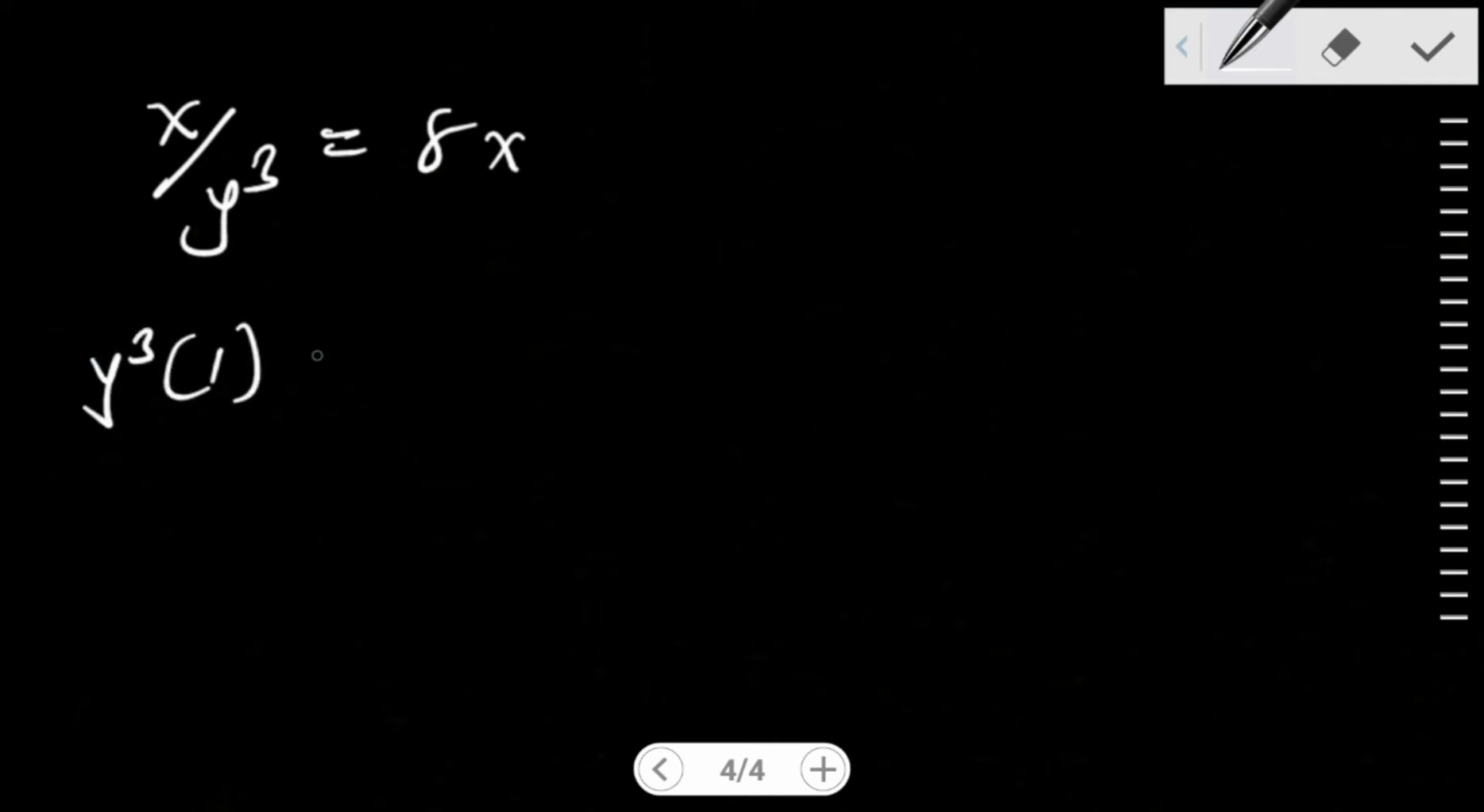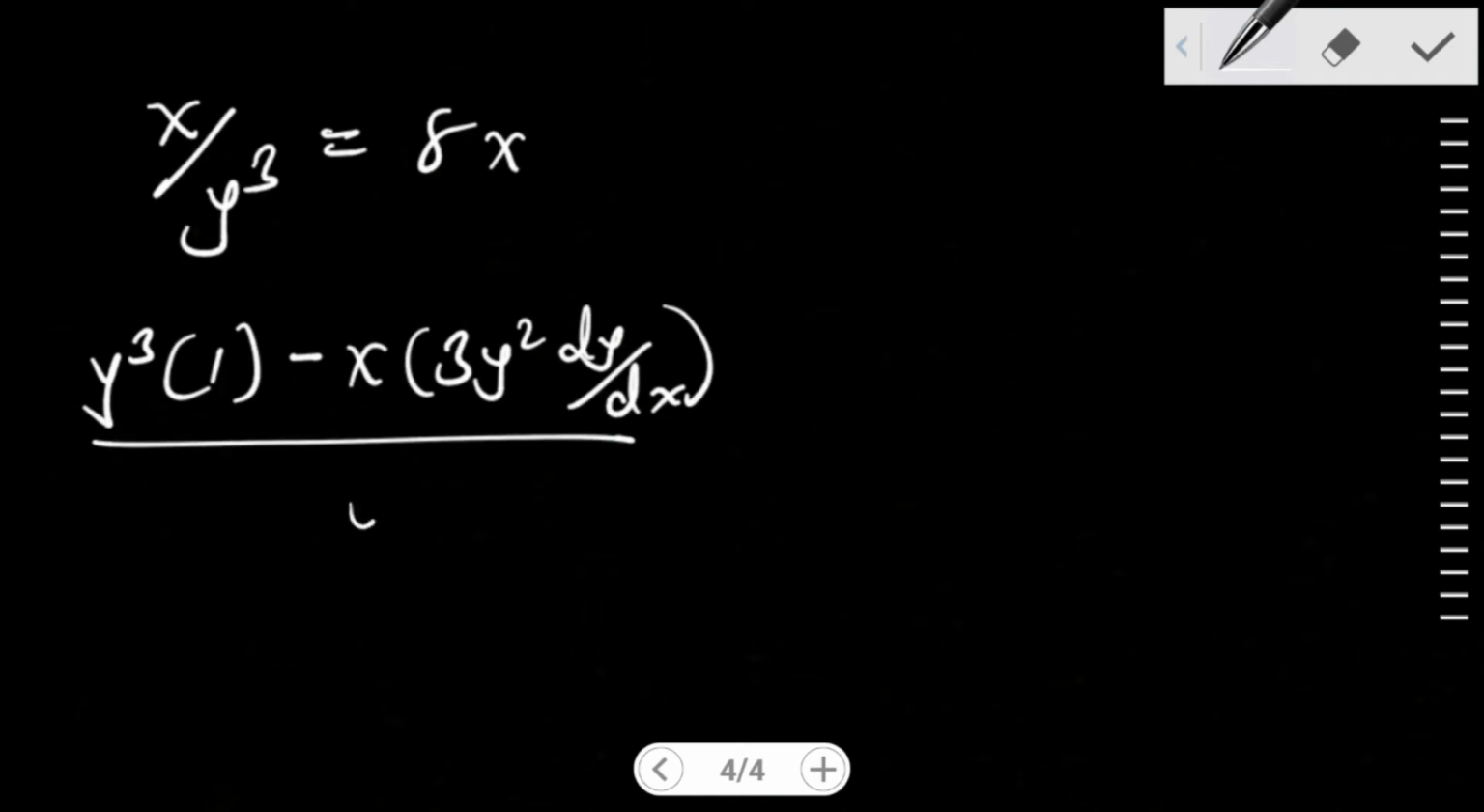And so if we have x all over y cubed, which would be equal to 8x in this case. Now, to differentiate this, I'm going to use product and quotient rule. So I'm going to have y cubed into 1 minus x into 3y squared by dy/dx, and close this all over y cubed squared, and this would be equal to 8.